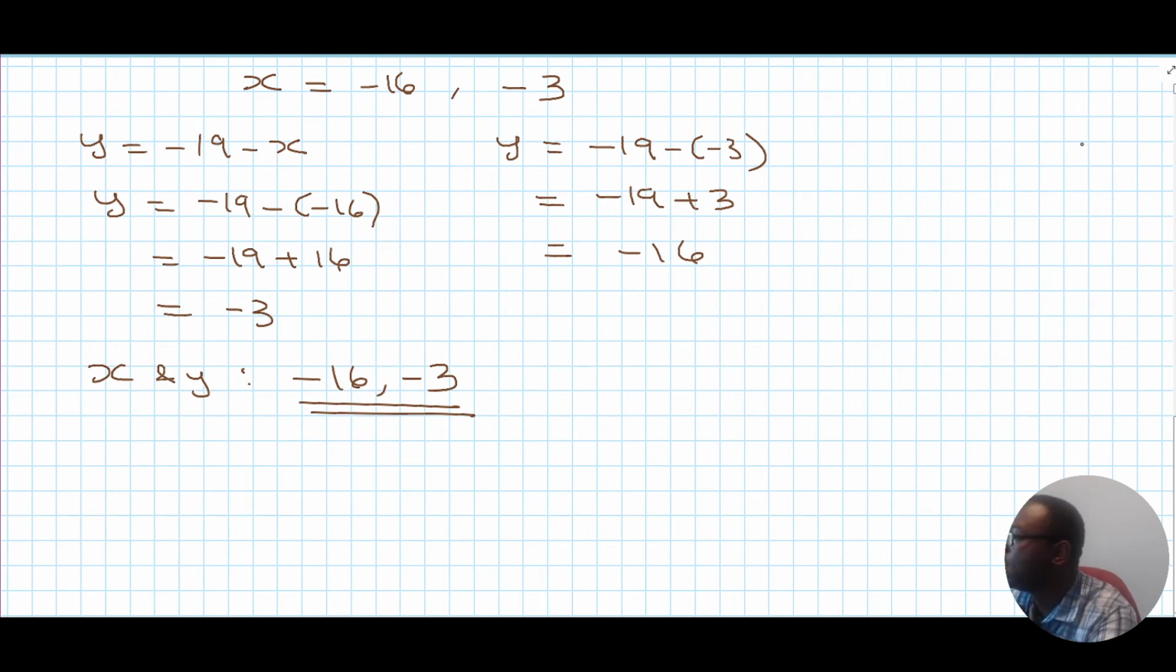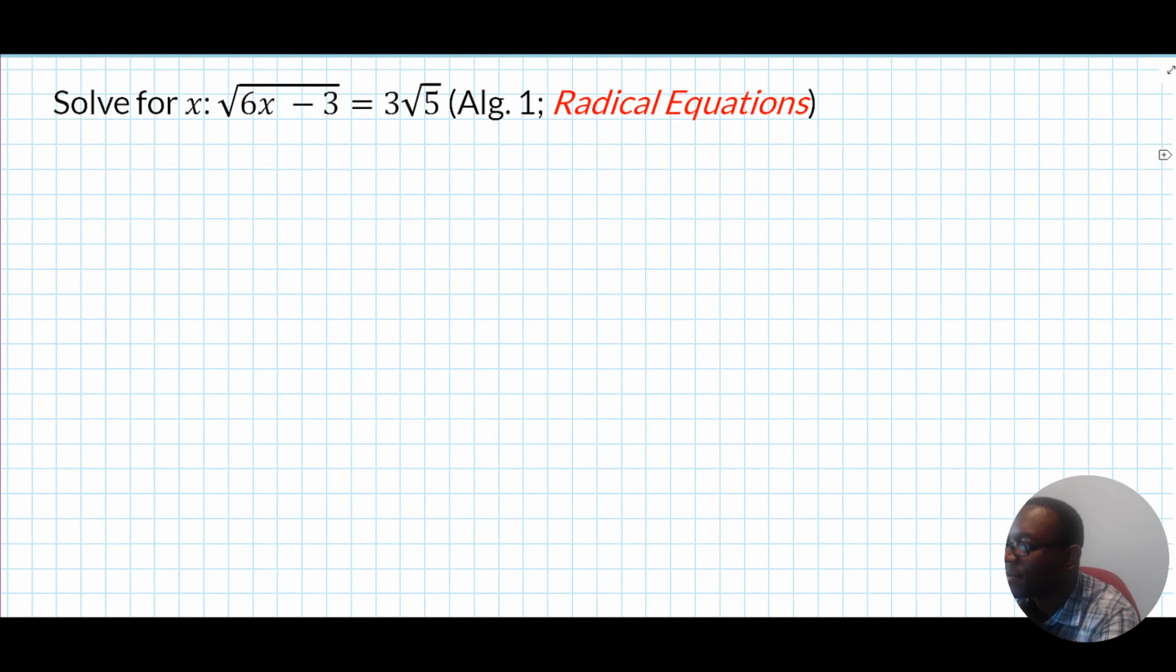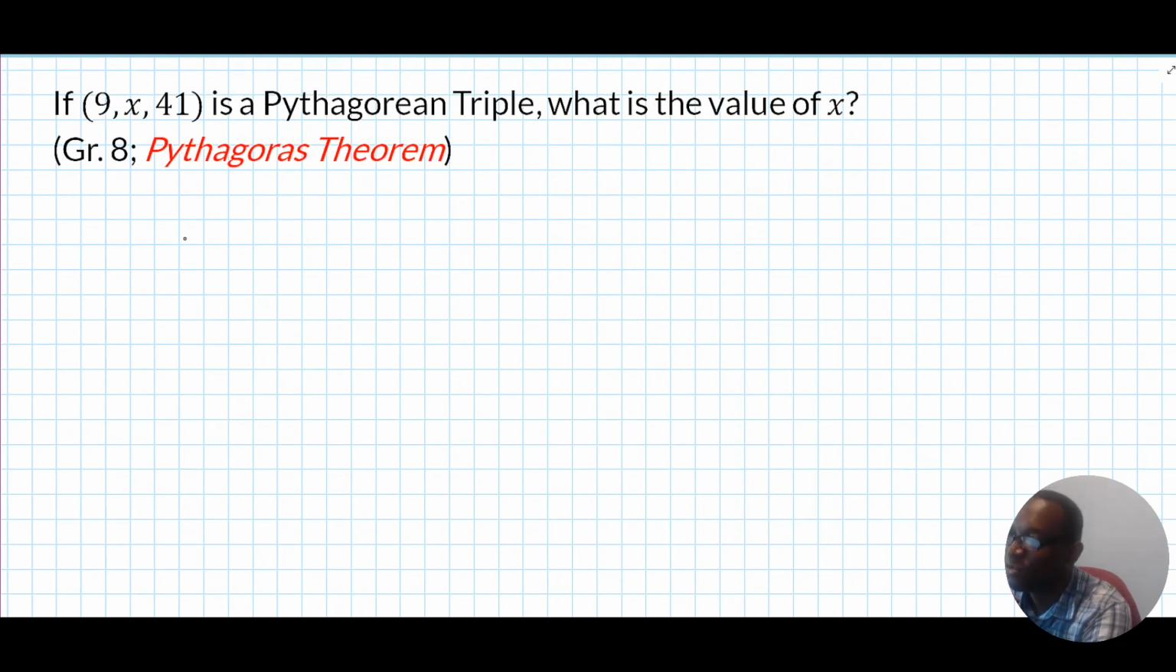Okay. So I'm going to skip a few problems because I want to get to, I think the next question I have here is a pre-calculus question, but I'm going to go to another 8th grade question instead. Okay, we have an 8th grade question. If 9, x, and 41 make up a Pythagorean triple, what is the value of x? Pythagorean triples. Is that something everyone is familiar with or anyone is familiar with?